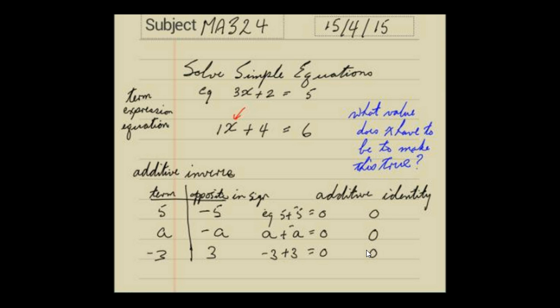Quick quiz: if I have 2/3, what's the additive inverse for 2/3? Negative 2/3. So positive 2/3 plus negative 2/3 gives us 0, the additive identity. So it holds true for fractions.